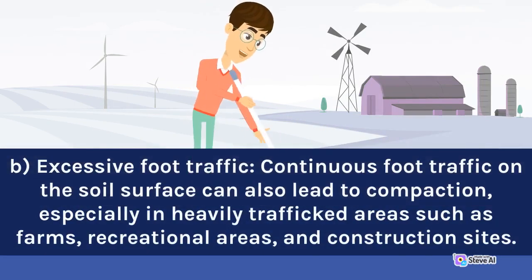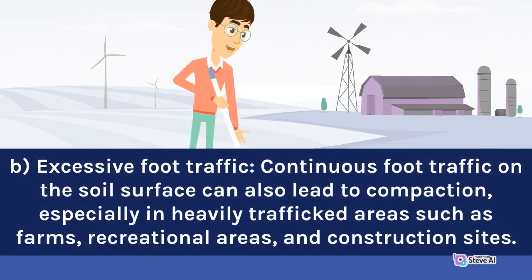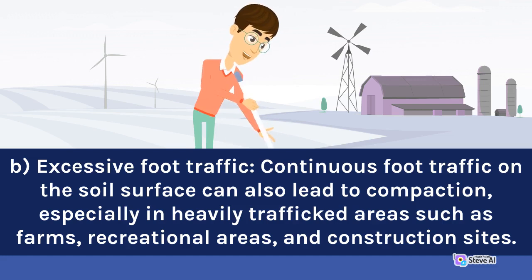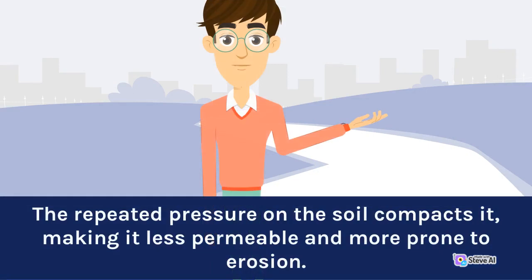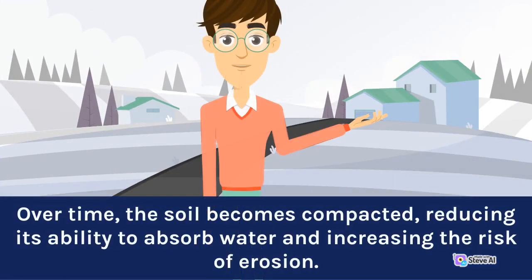B. Excessive foot traffic. Continuous foot traffic on the soil surface can also lead to compaction, especially in heavily trafficked areas such as farms, recreational areas, and construction sites. The repeated pressure on the soil compacts it, making it less permeable and more prone to erosion. C. Poor soil management. Improper soil management practices, such as excessive tillage and lack of organic matter, can contribute to soil compaction. Over time, the soil becomes compacted, reducing its ability to absorb water and increasing the risk of erosion.